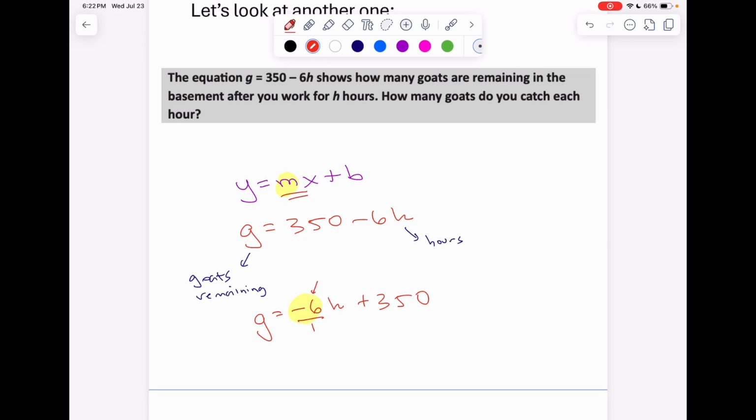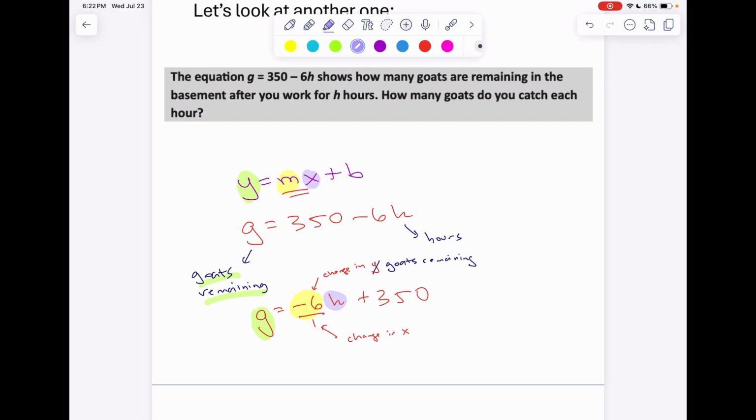So this guy here would be our change in y values. This 1 here would be our change in x values. Now remember, our y values here are represented by a g now. So that's the goats remaining. So instead of y, we can even just say change in goats remaining. And our x, remember, is now represented by an h. That's the number of hours. So I can even cross out that x there and say hours.